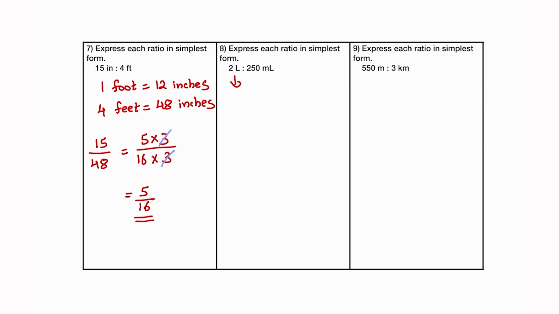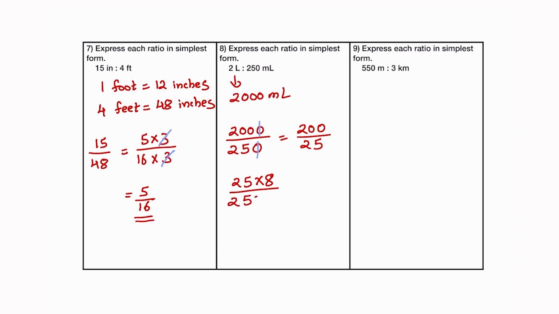Next, 2 liters is how much? 1 liter is 1000 milliliters, right? So 2 liters is 2000 milliliters. So we have 2000 over 250. Now in this case, we can take this 0 and 0 out, right? Which means we have 200 over 25. 200 can be written as 25 times 8, and 25 is of course 25 times 1. So 25 is out, leaving us with 8 over 1.